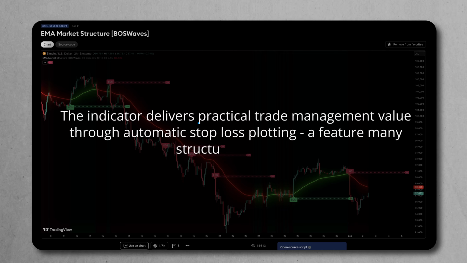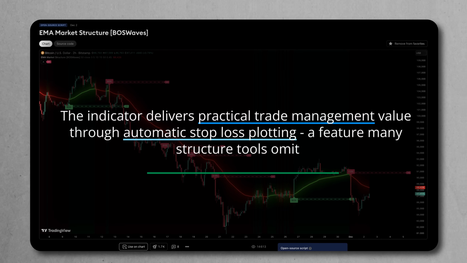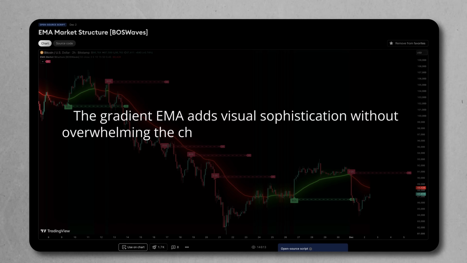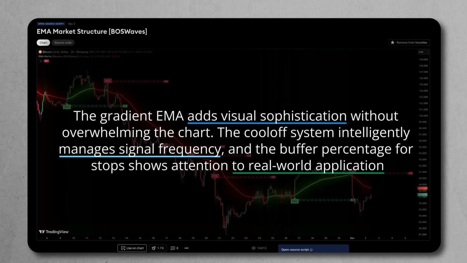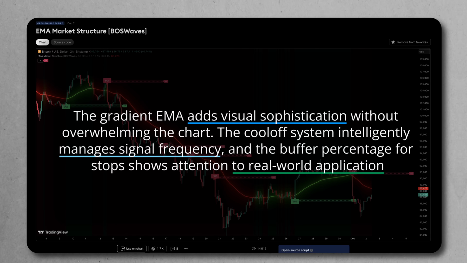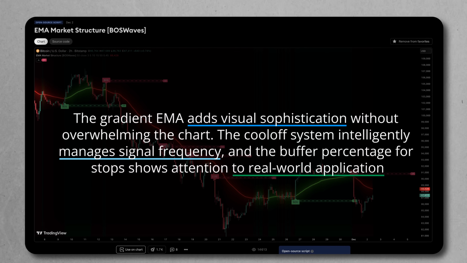The indicator delivers practical trade management value through automatic stop-loss plotting, a feature many structure tools omit. The gradient EMA adds visual sophistication without overwhelming the chart. The cool-off system intelligently manages signal frequency, and the buffer percentage for stops shows attention to real-world application.